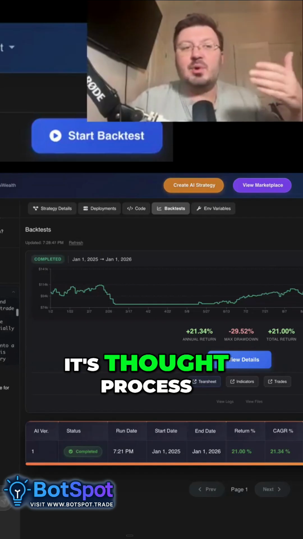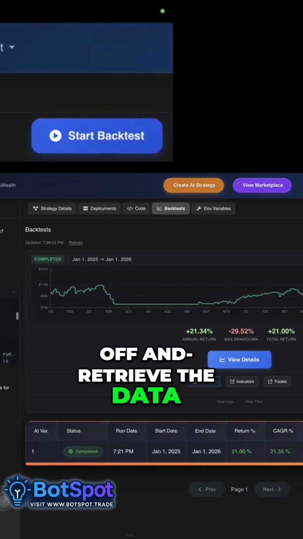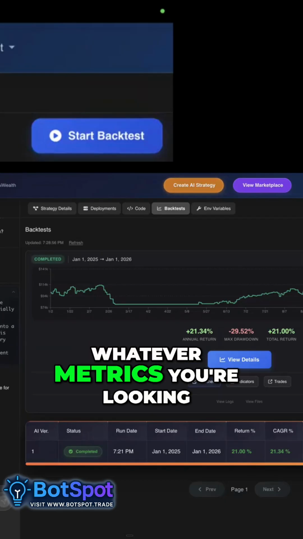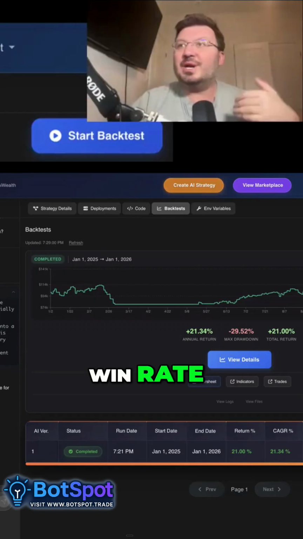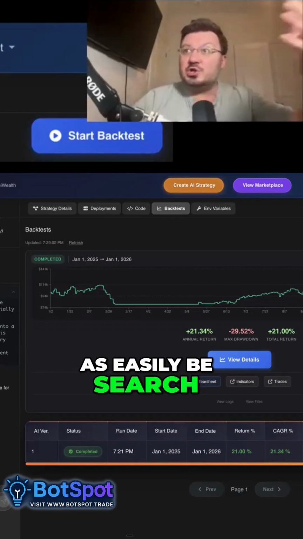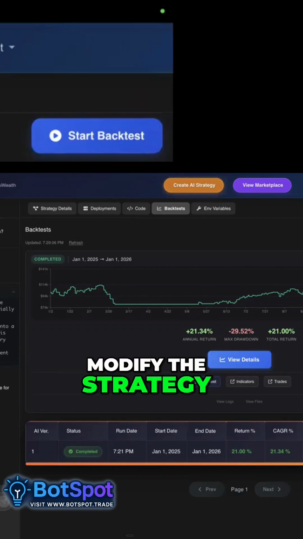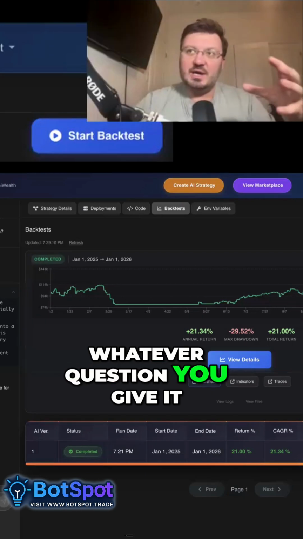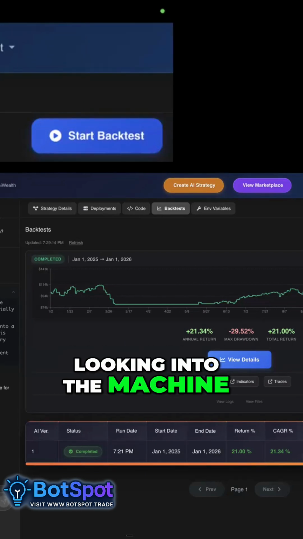So it's basically its thought process, like what it's thinking. And then it goes off and retrieves the data, how to retrieve the win rate or whatever metrics you're looking for, whatever you asked it. This could be a win rate, but it could just as easily be search the internet for something, or modify the strategy, or why am I having this bug? Whatever question you give it, you'll see its thought process. So it's kind of like looking into the machine a little bit.